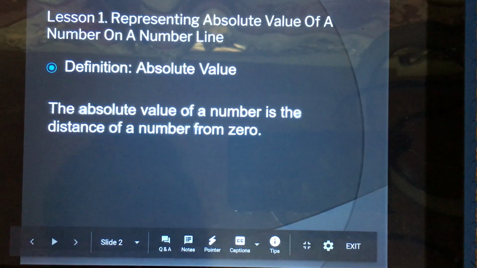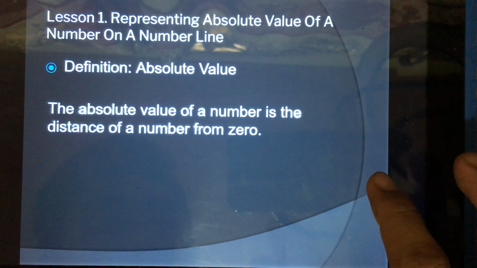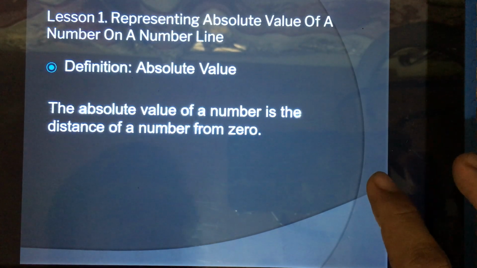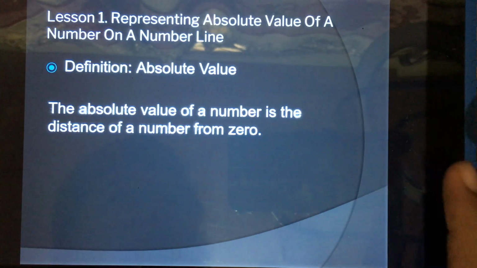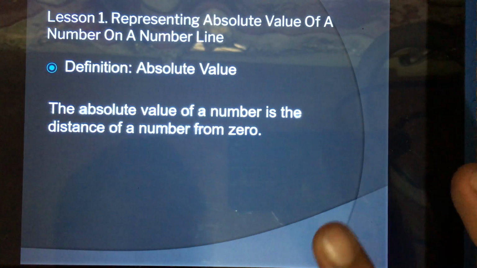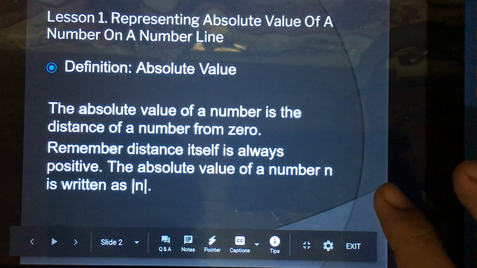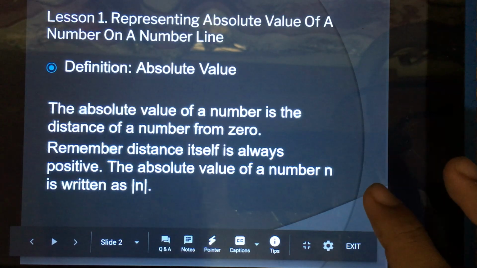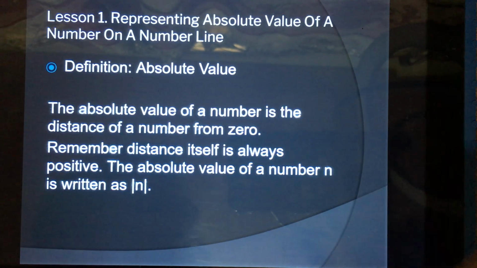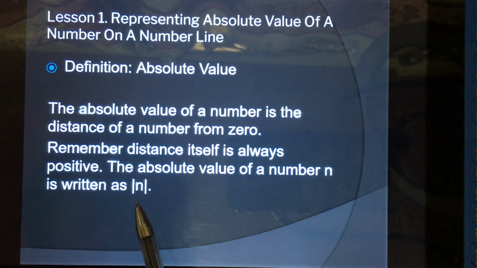The absolute value of a number is the distance of a number from 0 to any part of the number line. In other words, when you say absolute value, you are talking about the distance, and distance is always positive. So remember that distance is always positive. The absolute value of a number n is written with a bar, then n, then a bar. This is the symbol for the absolute value.